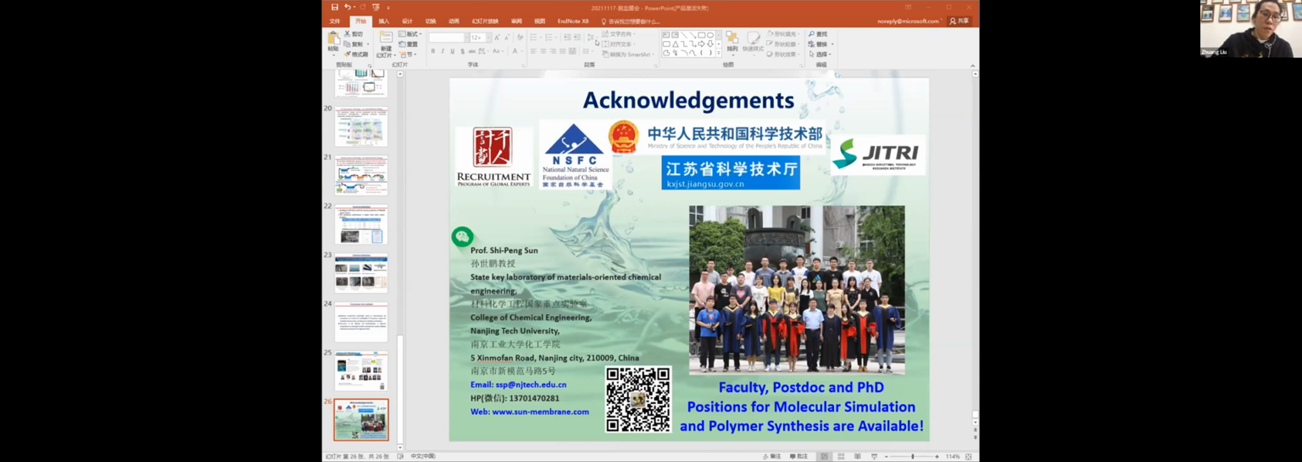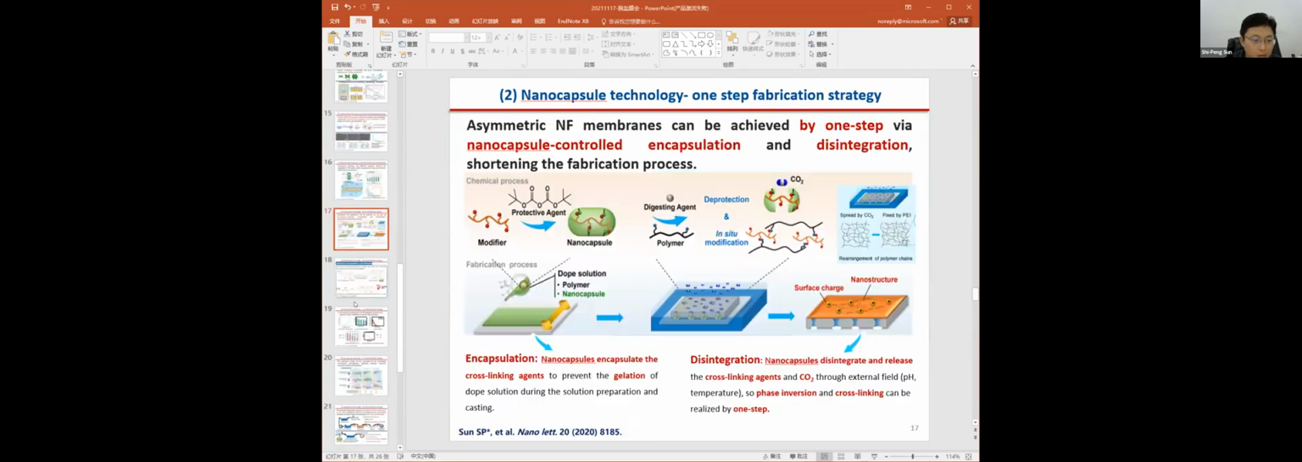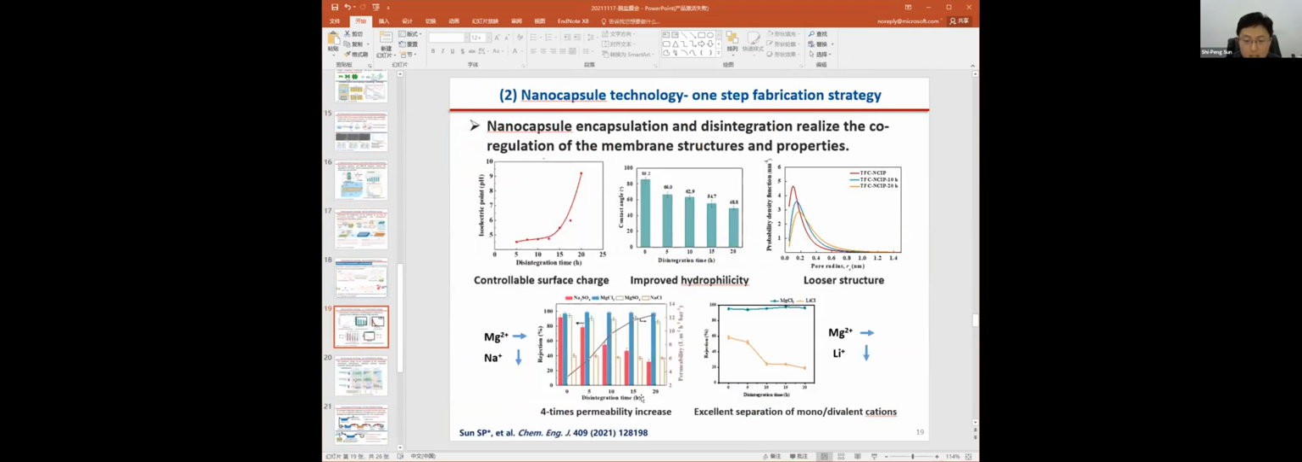The rejection of magnesium sulfate is stable, but for the ions such as sodium and lithium, it decreases. Why does it happen? The rejection of magnesium sulfate is stable, and the monovalent ions. So this one, the x-axis is not time. The disintegration time means the disintegration of the nanocapsule during the membrane preparation. It's not the time during operation. So I hope I can answer your question.